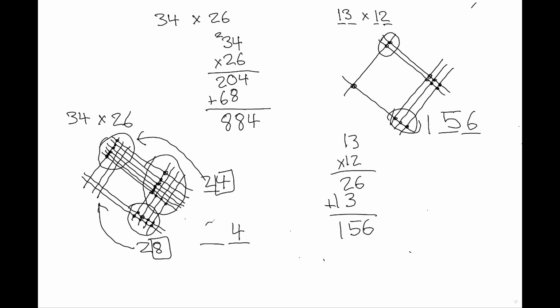So over here, we will have 8. And then over here, we have 1, 2, 3, 4, 5, 6 intersections plus the 2, meaning we have 8 there as well. 884, the exact same as the answer we got in our previous method.